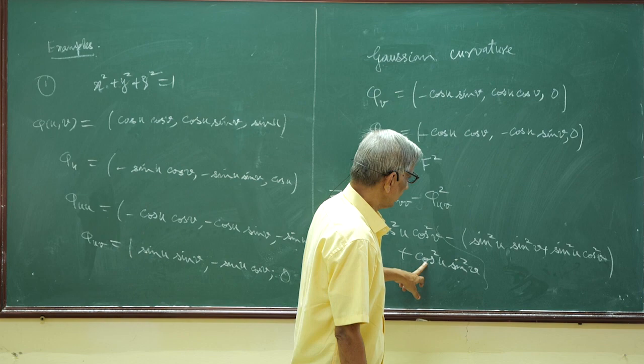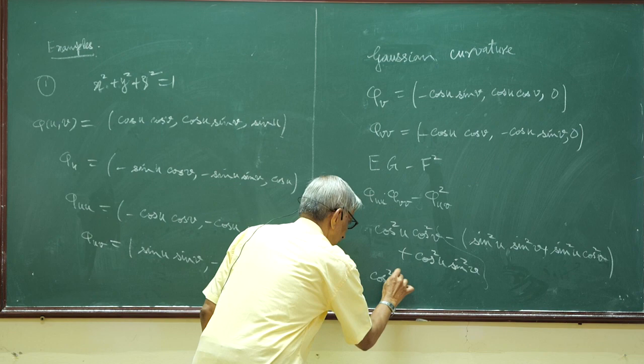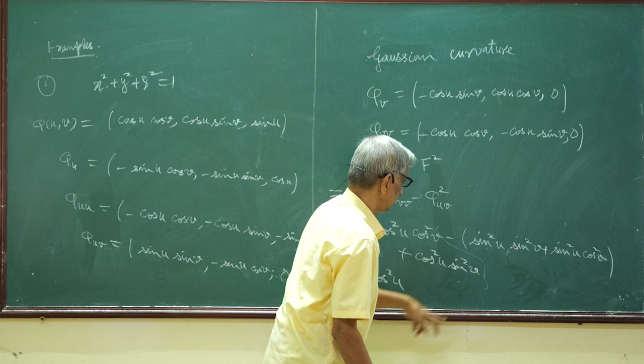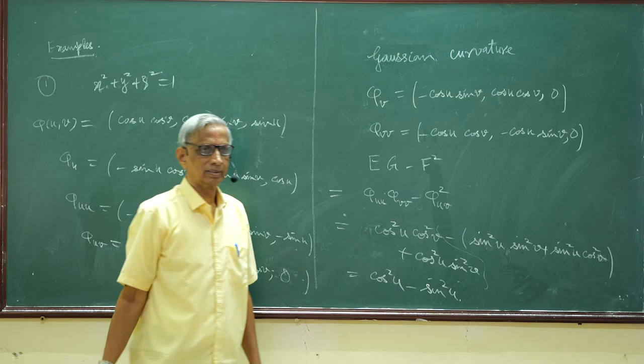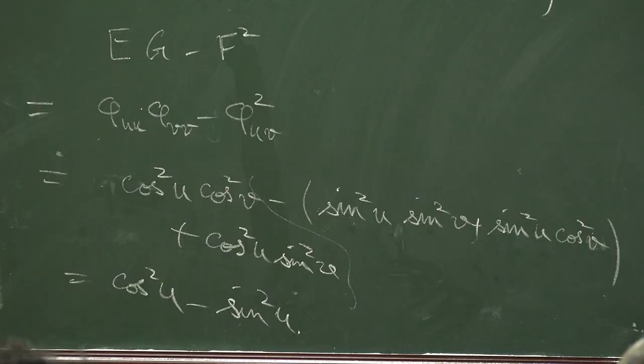So what is happening now? So what do you get therefore? Cos square u. So this is what you get from this. Oh, minus sin square u. Minus sin square u, that's all. Okay. So now you have to calculate the other ones.